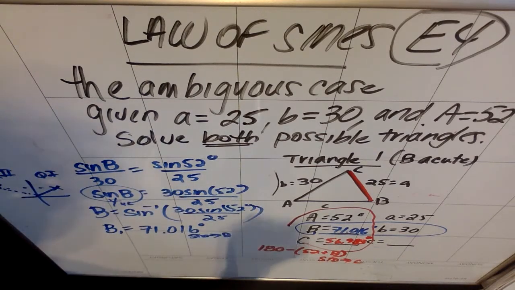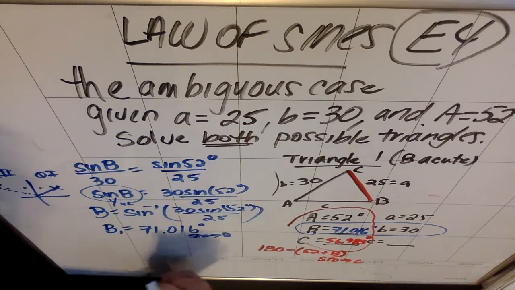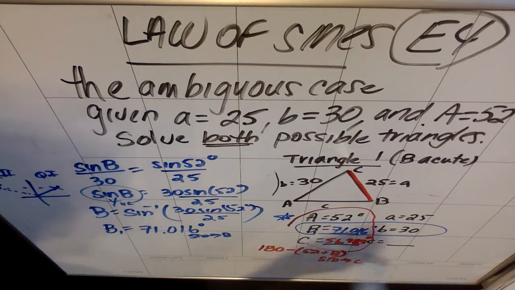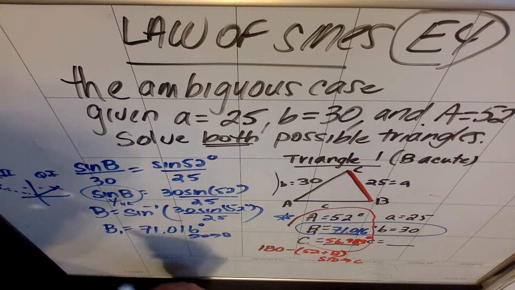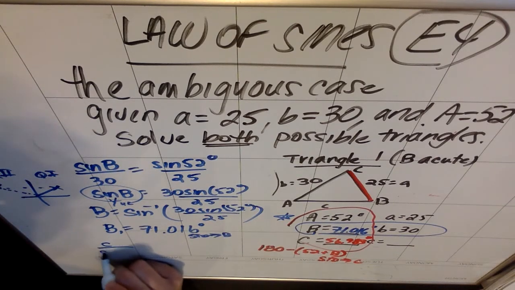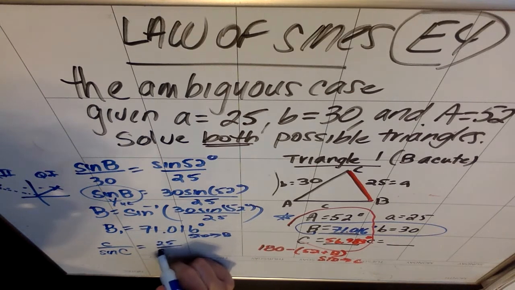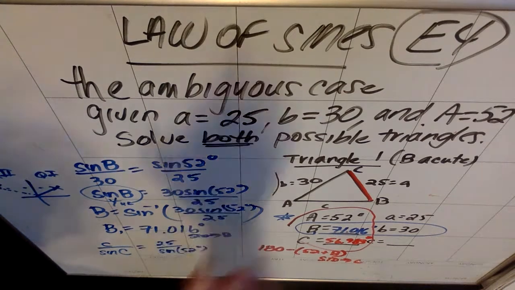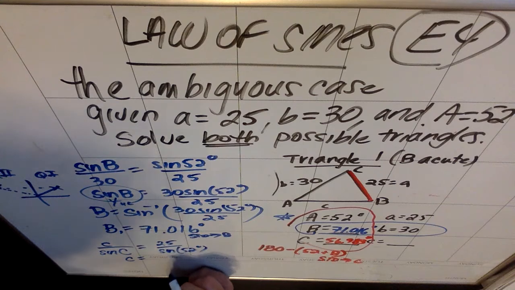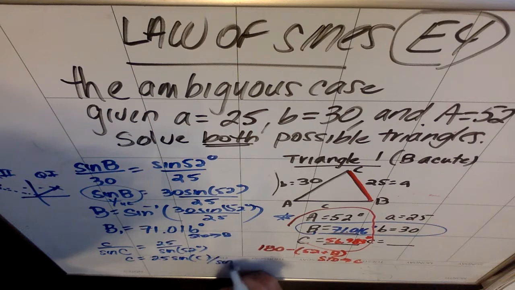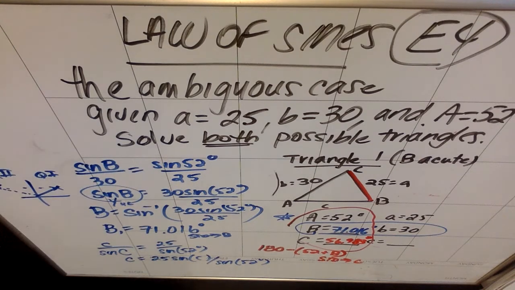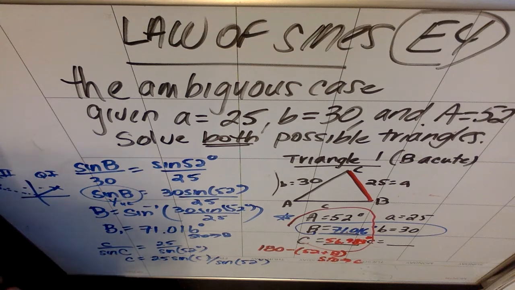So I'm going to do this same basic setup. I'm going to use A again, right? So I'm going to use the A pair because why use the harder pair that involves B when I can just use the one that involves the 52? So little c over the sine of the thing I stored as C equals little a, which is 25, over the sine of 52 degrees. So little c is 25 times the sine of whatever I stored as c divided by the sine of 52 degrees, which I'm going to type in my calculator. So 25 sine of alpha c divided by sine of 52.